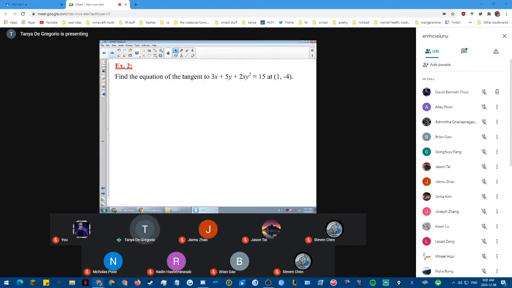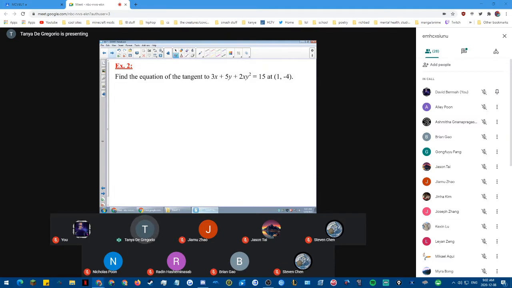So find the equation of the tangent to 3x plus 5y plus 2xy squared equals 15 at (1, negative 4). In order for us to find the equation of the tangent, what do we need? Yeah, we need the slope. To find the slope, we know that's the first derivative, then sub in your x value. So we're going to find the derivative implicitly, not solving for y.